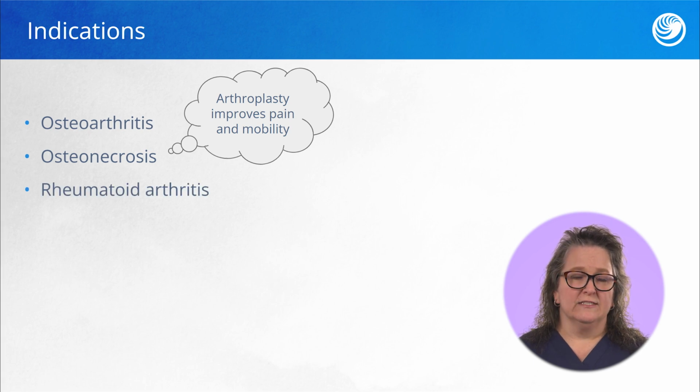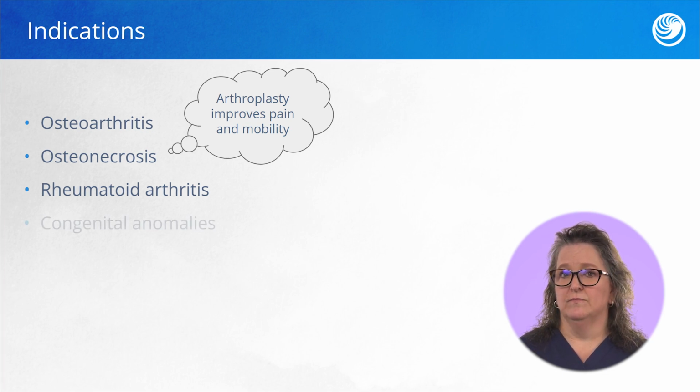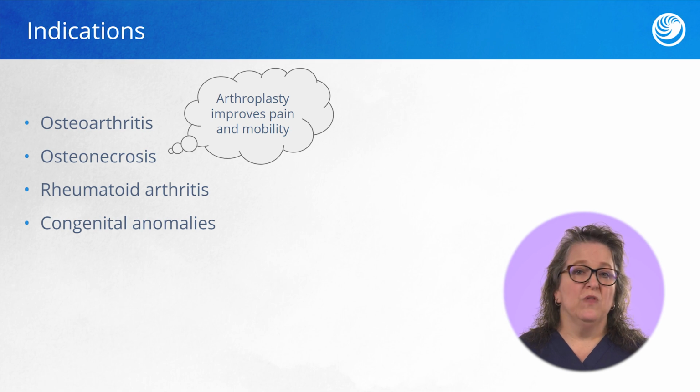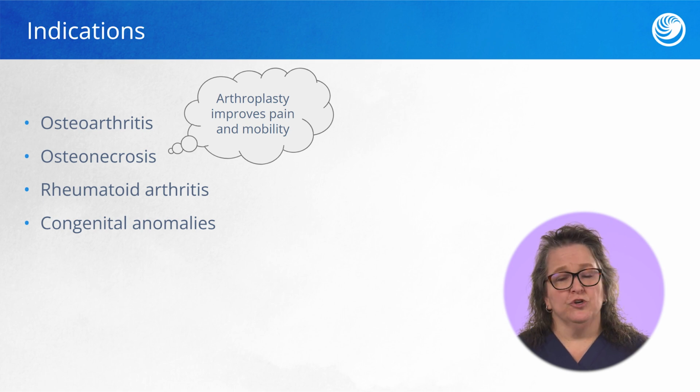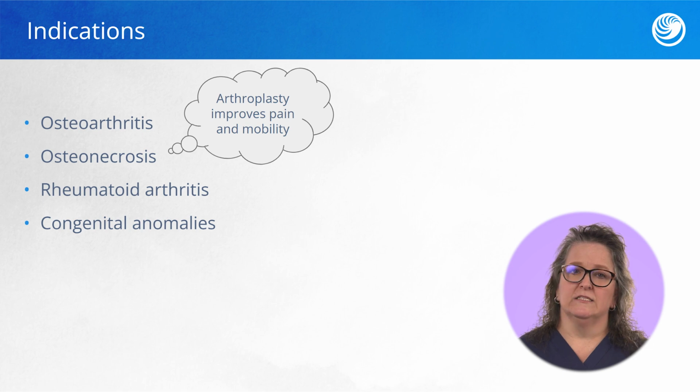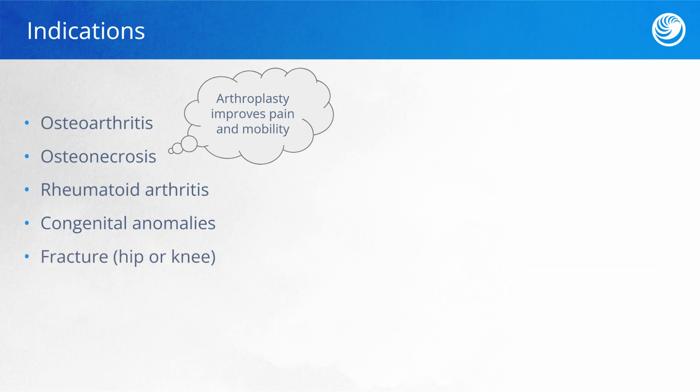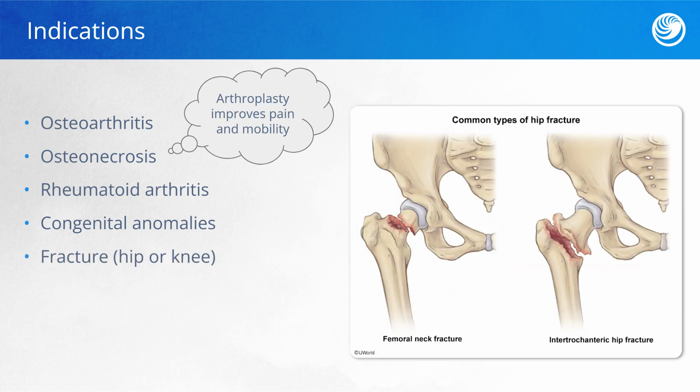Rheumatoid arthritis. This is an autoimmune disease that results in inflammation of the connective tissue in the synovial joints. Congenital anomalies. A baby born with functional or structural anomalies. Knee or hip fracture. You can see in the image some of the numerous areas the hip can be fractured. On the left, a femoral neck fracture, and on the right, an intertrochanteric fracture.